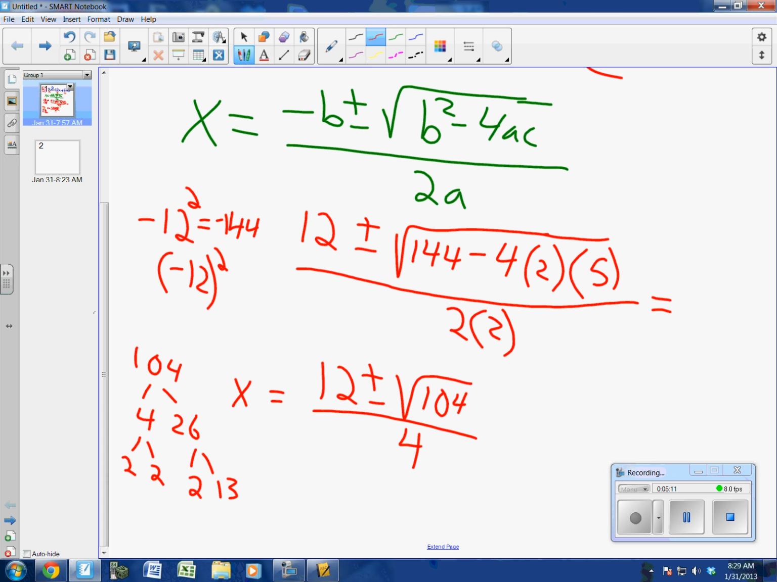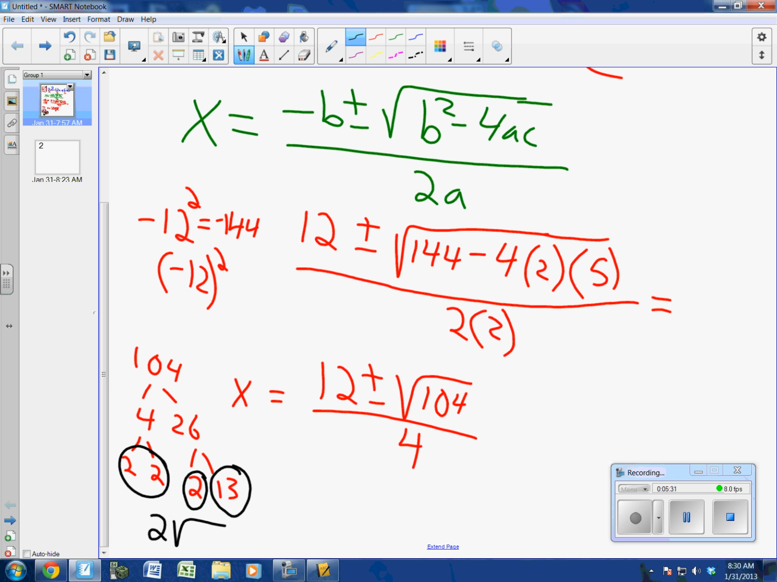Pairs. We have a pair right here. And these two we would call what? Loners. What do we do with pairs? You take one of them and put them outside the square root. And what do you do with loners? You times them together and put them inside.